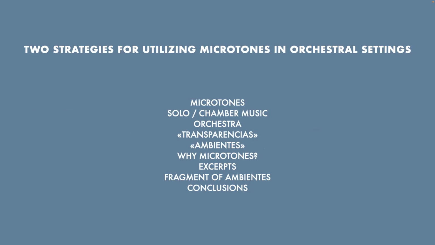The first is a piece called Transparencias, which employs a traditional orchestral setup: 2 flutes, 2 oboes, 2 clarinets, 2 bassoons, 2 French horns, 2 trumpets, timpani and strings. The second piece is called Ambientes and is written for a larger orchestra of 3 flutes, 3 oboes, 3 clarinets, 3 bassoons, 4 French horns, 3 trumpets, 3 trombones, 1 tuba, 2 percussionists, harp and strings.